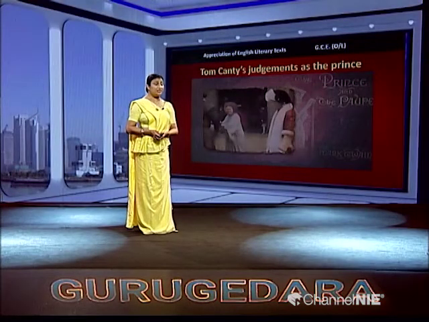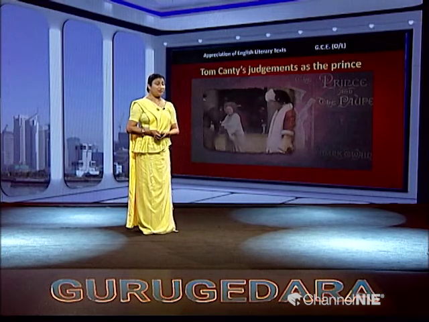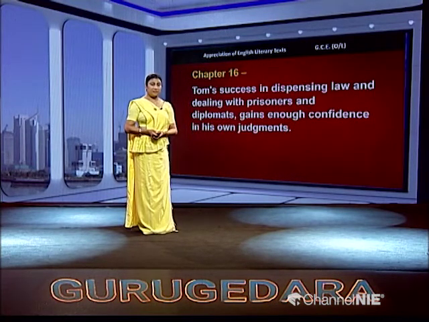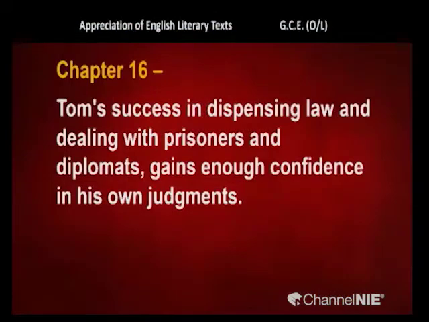Here you can see the wisdom of the prince, or Tom Canty. His judgments are rational. Chapter 16. Tom's success in dispensing law and dealing with prisoners and diplomats gains him enough confidence in his own judgments. He feels that he can now go to the state dinner with much more assurance and ease.